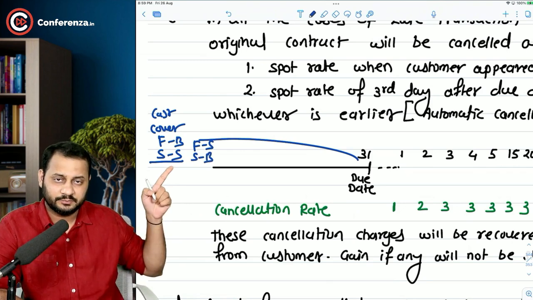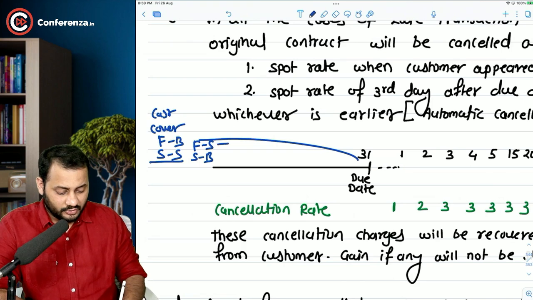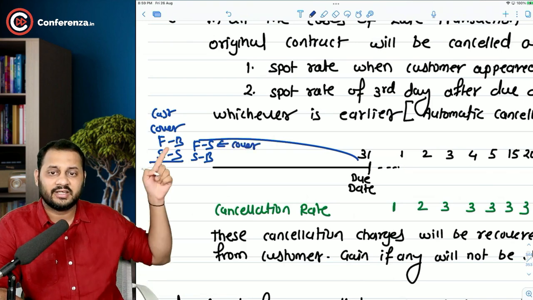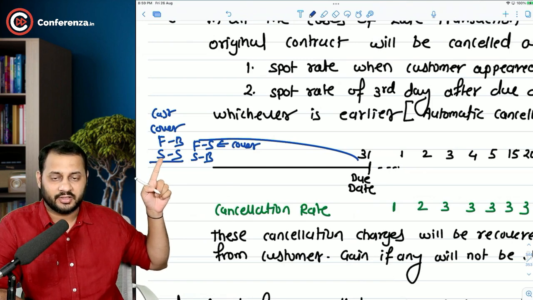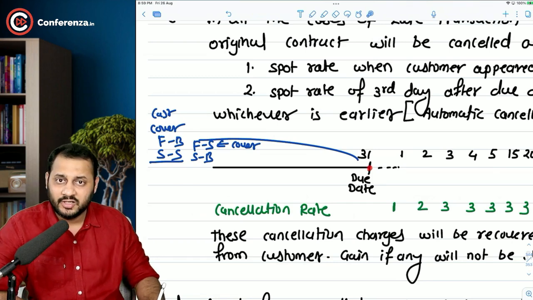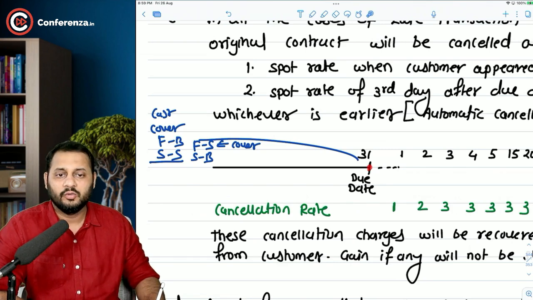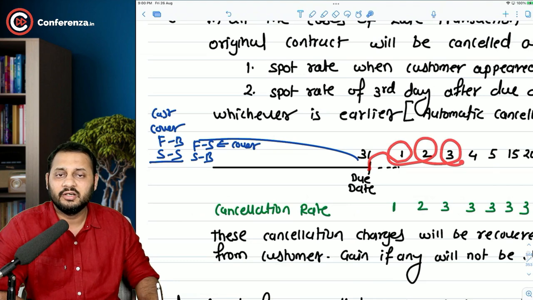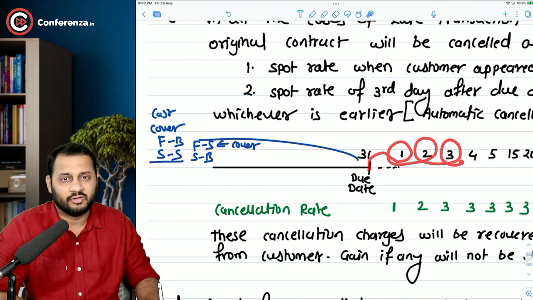So in both the cases, on the due date, the cover contract will get cancelled with the spot contract. Opposite: buy, sell; sell, buy. So on this date, the cover deal will get cancelled with the spot rates. Cool. Now after this date, the FEDAI rule says that there are 3 days of opportunity that can be given to the customer. 3 days are the maximum limit. After the due date, the customer can appear to the bank, and on that date he can honor the contract.